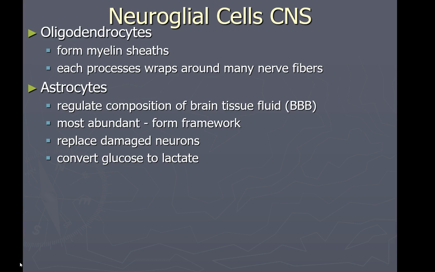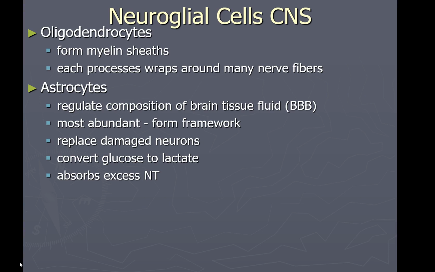And lastly, they will absorb excess neurotransmitter. So if somewhere we're secreting more neurotransmitter than necessary, some of that will get reabsorbed back into the neuron, the synaptic knobs, and some actually gets even absorbed up into these astrocytes.